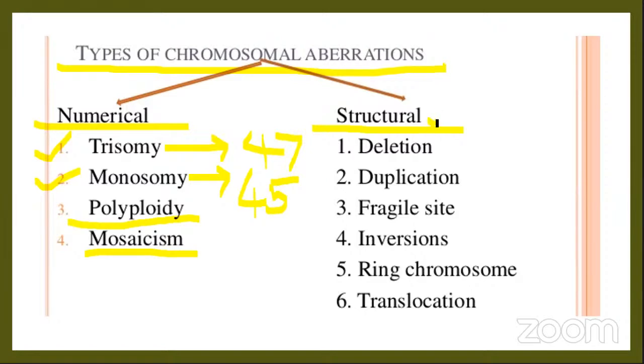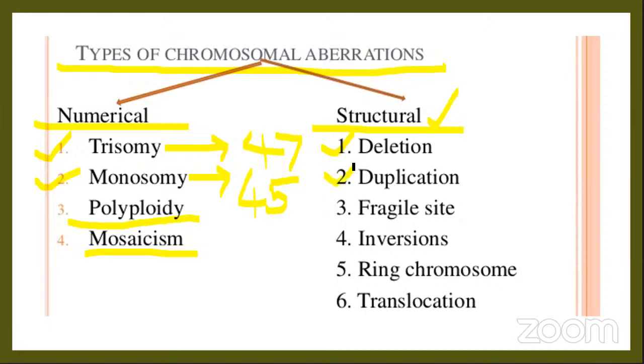Next, structural chromosomal aberrations. In this we study the structure of the chromosome. Due to this, the structure of the chromosome is changed. Okay, what we are talking about now is a single chromosome. So the first one is deletion. That means some part of the chromosome is completely deleted, and due to the deletion, whichever genes are present on that particular part do not function. So there will be functional disturbances in the human body.